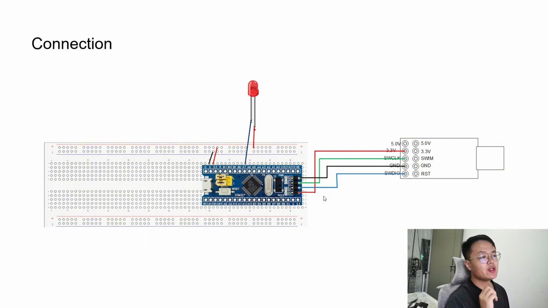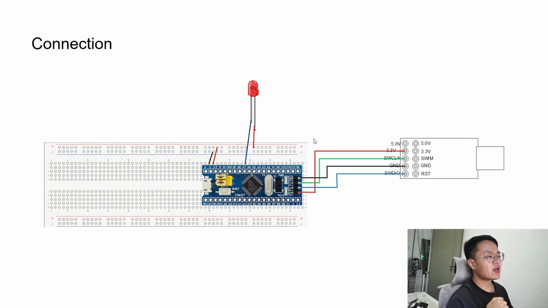This is the circuit connection here. You should notice that this is the LED. We connect the negative terminal of the LED to PA7 and connect the positive terminal of the LED to the power supply. It means that if you set PA7 to low level, the LED will ignite. If you set PA7 to high impedance or high level, the LED will not ignite.